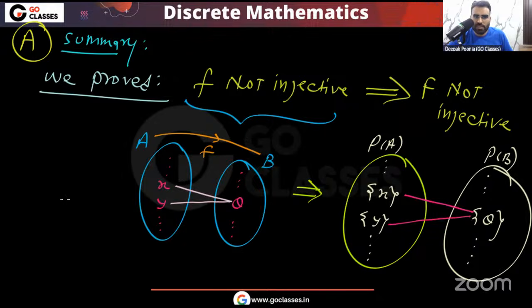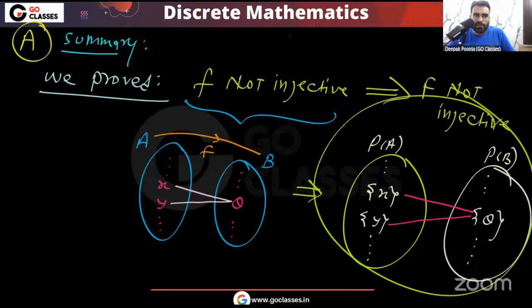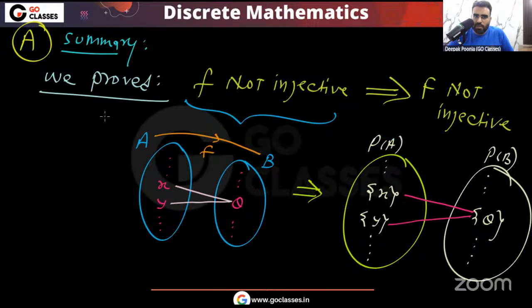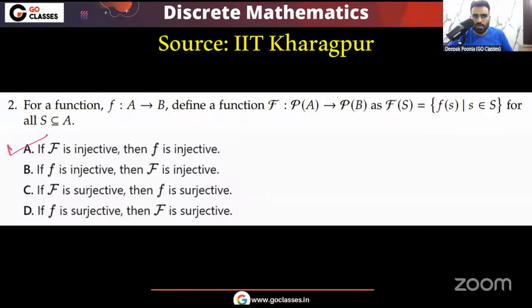I hope you understood. So you can see, if you assume that small f is not injective, then you can prove that capital F also will not be injective, and this is the contrapositive of option A. So we have proved option A. This is the conclusion, this is the summary. I hope you understood. Is there any doubt in option A so far?